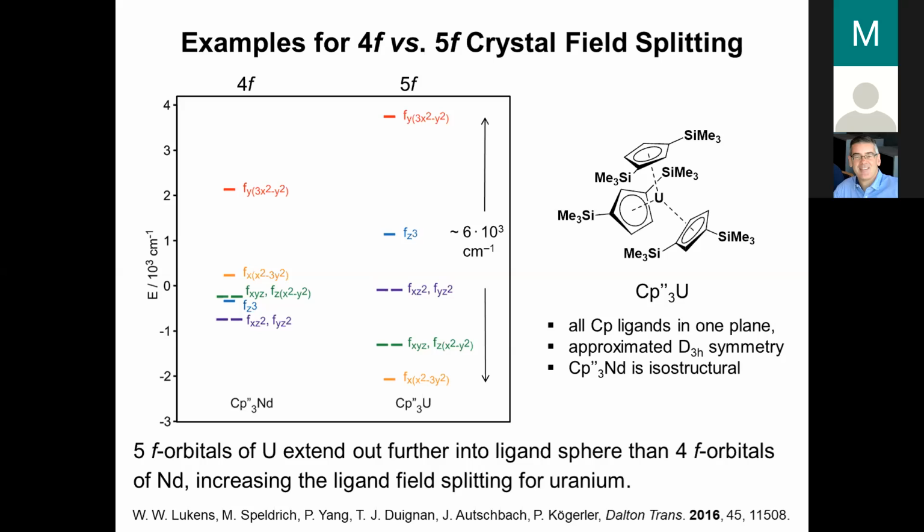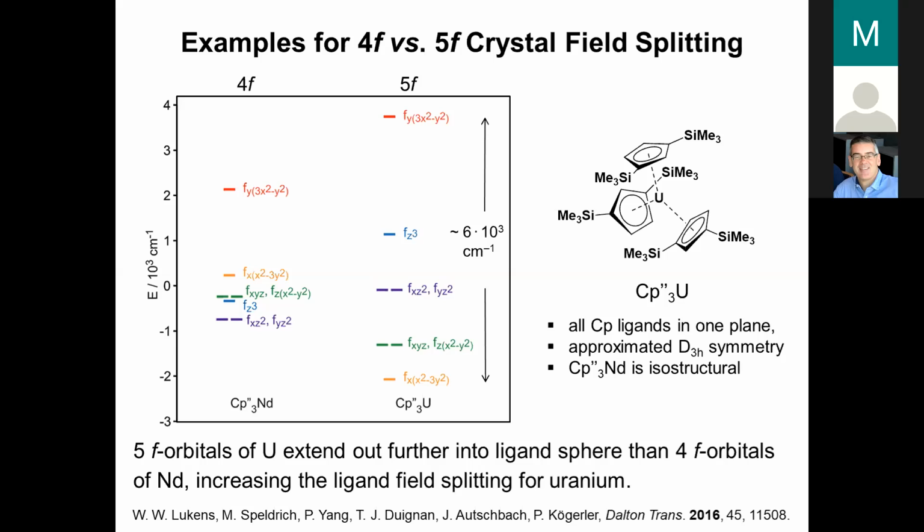So in this case, all of the 3 CP ligands are in the same plane, basically, with the centroid of those being on one circle around the metal ion. This kind of ligand environment creates an orbital splitting that has roughly 6,000 wave numbers from the lowest lying f orbital to the highest lying f orbital because of the increased extent of the f orbitals and the better covalent overlap with the ligands.